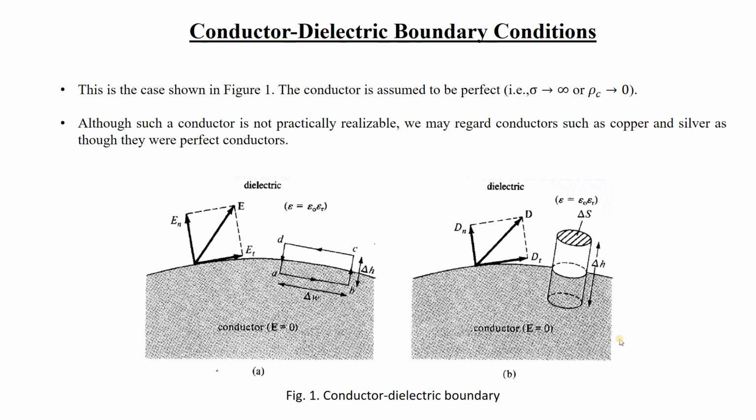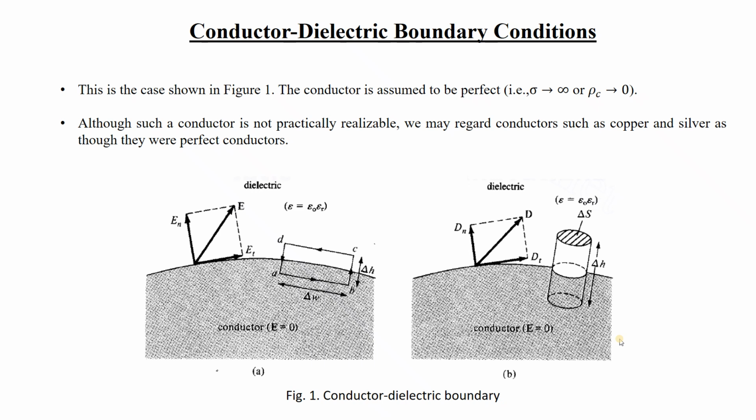So the first medium was a dielectric medium, and the second medium is a conductor with electric field intensity 0. Since electric field intensity is 0, the electric flux density D is also 0, that we have already discussed in the last class. So the electric field and electric flux density exist only in the dielectric medium. There are tangential and normal components of both the electric field and the electric flux density.